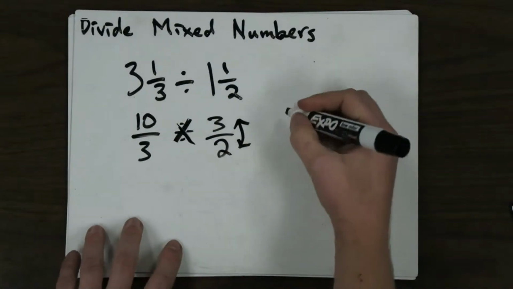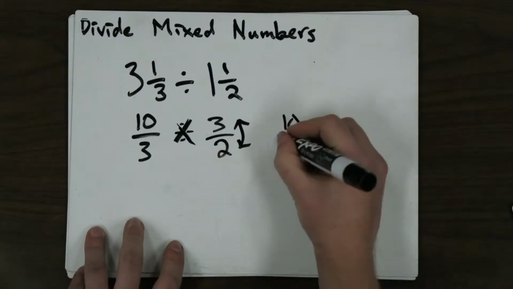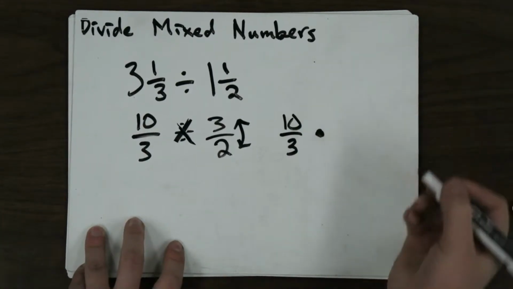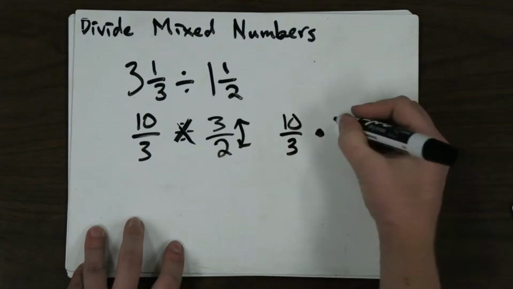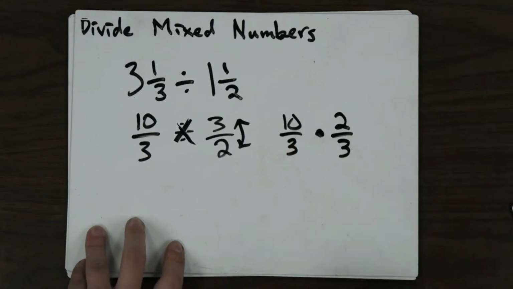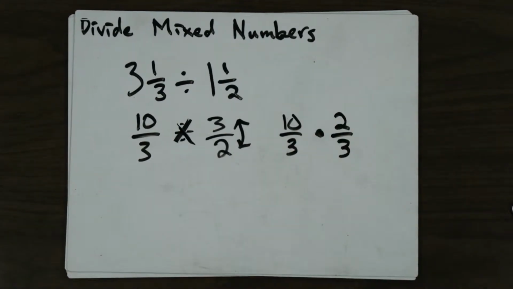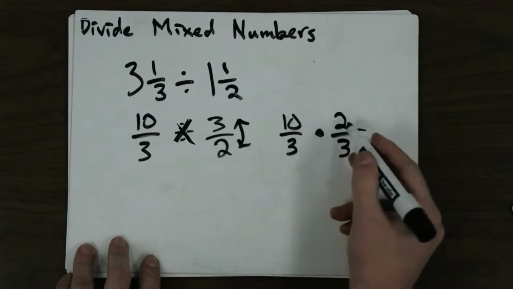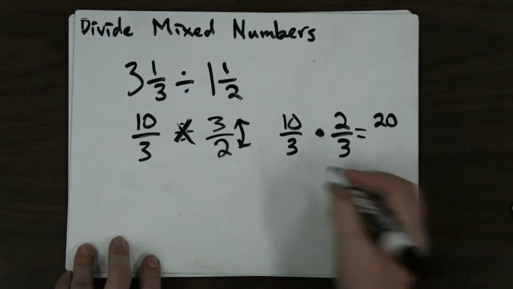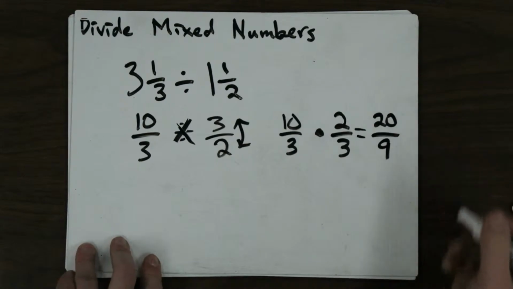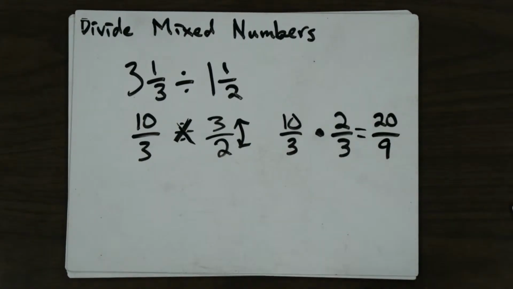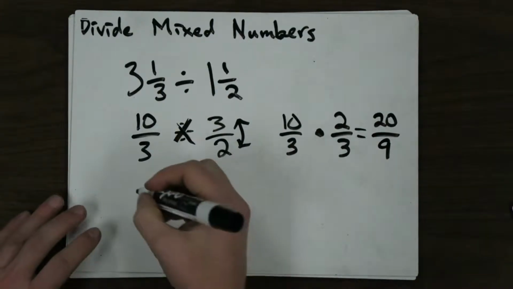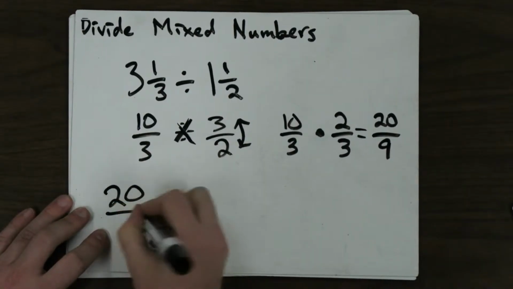So I'm going to rewrite it right over here. I have 10/3 times, now this number is going to be on top, 2/3. And to solve multiplying fractions, I just multiply straight across. So 10 times 2, that's 20. 3 times 3 gives me 9. I can't simplify this, however, I can change it back into a mixed number. So I'm going to write it down here, 20/9.